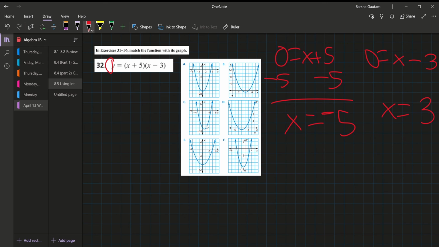So now we're going to look at these options that we have right here and figure out which one has the x-intercepts of negative 5 and positive 3. And notice here that there is no a here, but we're going to assume it's 1. If nothing is written, we assume it's 1, times this whole thing. So our a is positive, which means our graph is going to be facing up. Luckily, all these graphs are already facing up. So let's go ahead and figure out which ones have x equals negative 5 and x equals 3.